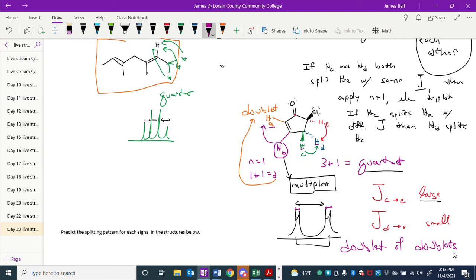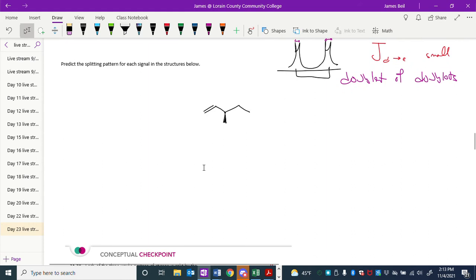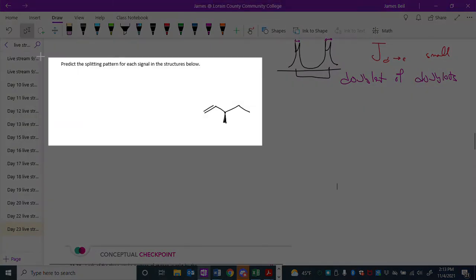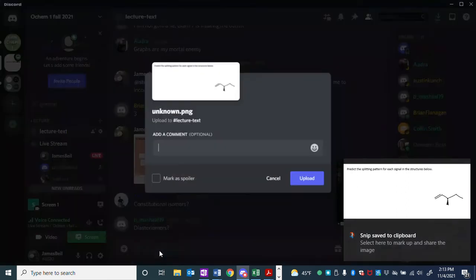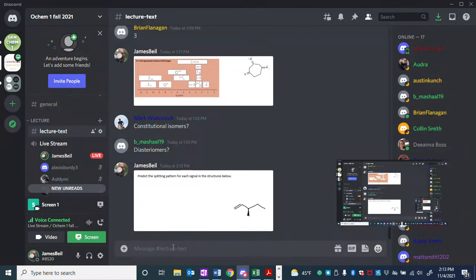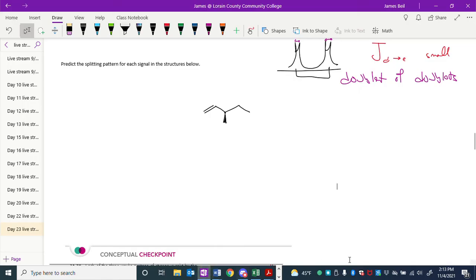Questions about that? All right, let's see if you guys can do one. See if you can predict the splitting patterns for this structure, despite the n+1 rule not necessarily applying to every proton in the structure.